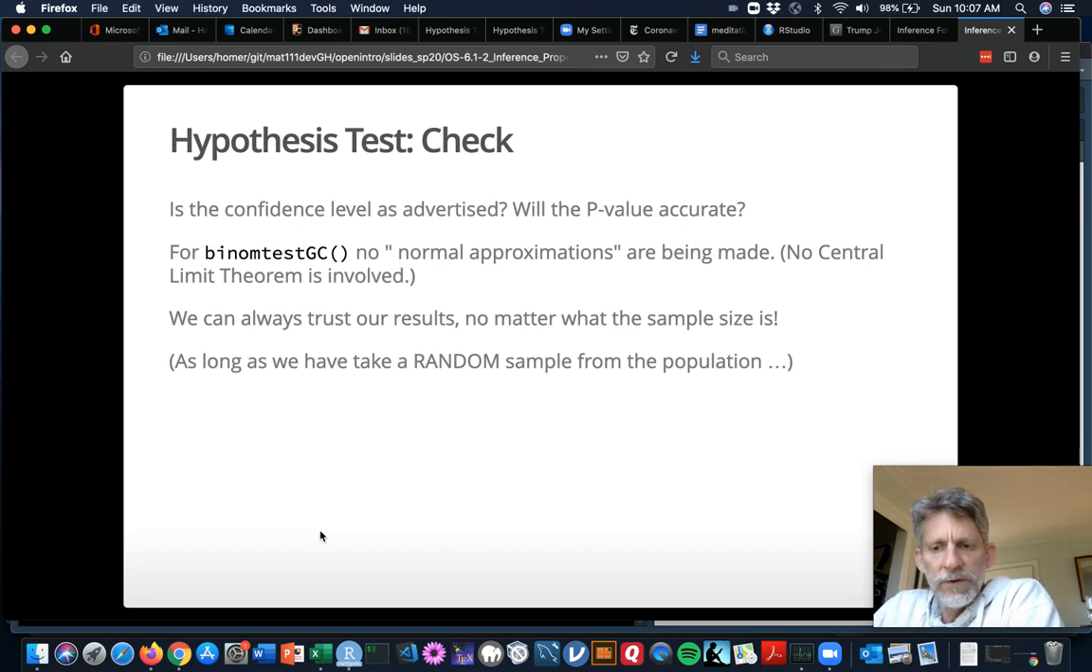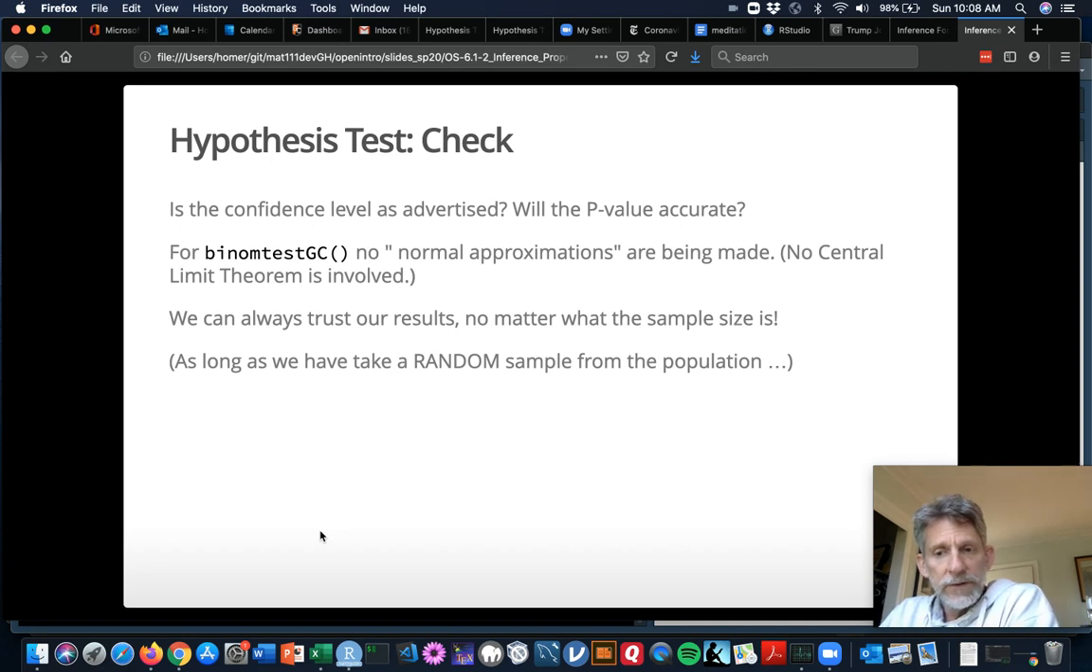Now, remember, there's also a check step in hypothesis testing. Is this p-value going to be accurate? And the check holds for confidence intervals too. You just wonder, do these intervals really have the level of confidence that they claim to have? Back in chapter 5, that was all dependent upon the normal approximation being reliable.